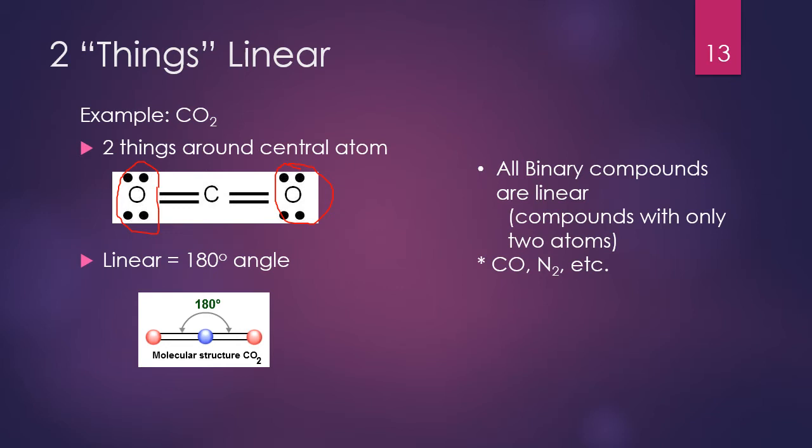Whenever you have 2 things around the central atom, the shape is going to be linear, and the angle, therefore, is going to be 180 degrees. We're talking about the angle from one oxygen all the way to the other. All binary compounds are linear. That means if there's only 2 elements involved, it's going to be a linear compound. You don't have a central atom with a binary compound, but it's still linear. We'll see some examples of this in class as well as in lab.